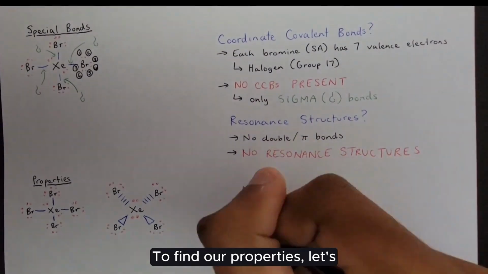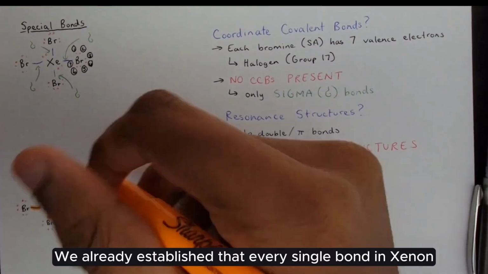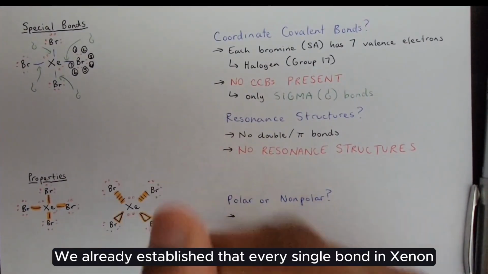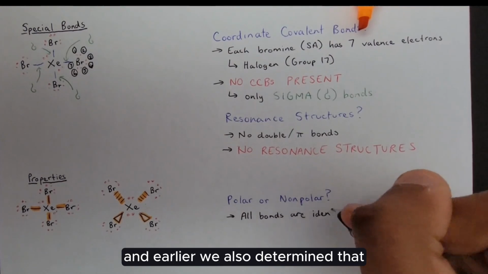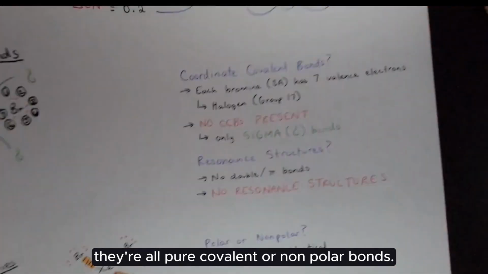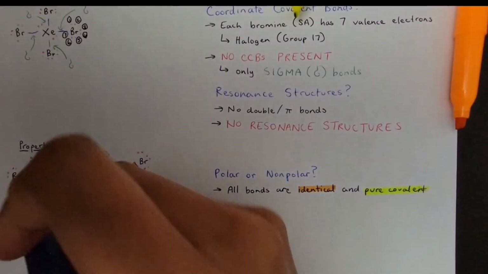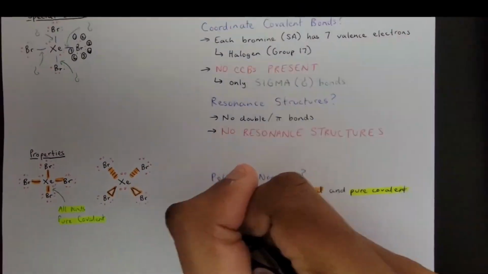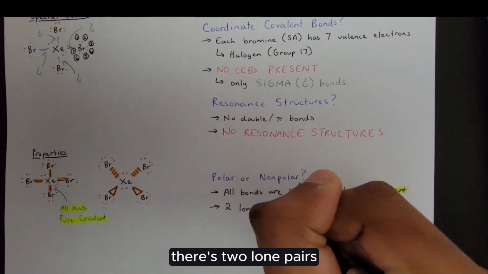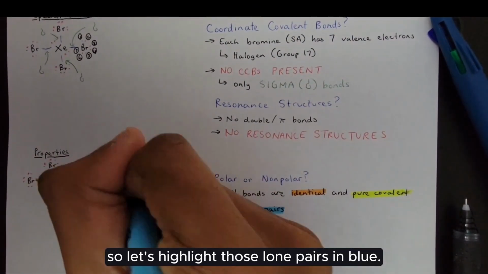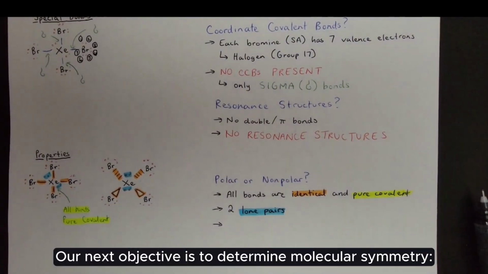To find our properties, let's determine if xenon tetrabromide is polar or nonpolar. We already established that every single bond in xenon tetrabromide is identical, and earlier we also determined that they're all pure covalent or nonpolar bonds. We already know that in the central atom xenon, there's 2 lone pairs, so let's highlight those lone pairs in blue. Our next objective is to determine molecular symmetry.